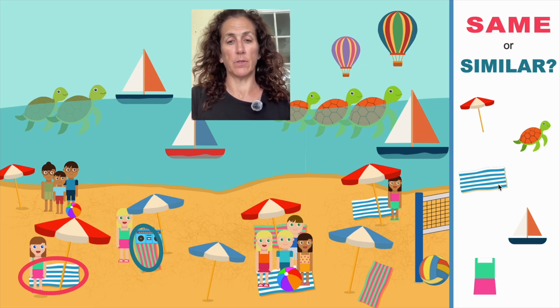I see more towels at the beach in this picture. These children are standing on a beach towel. This beach towel has stripes. The stripes are blue and white, just like this beach towel. So this beach towel looks the same as this beach towel.